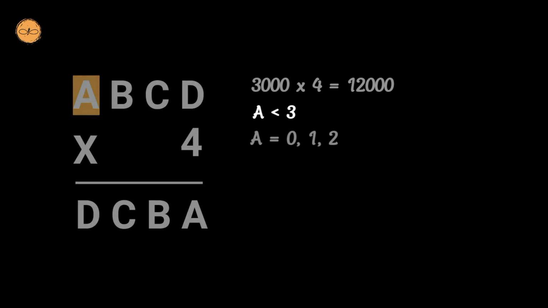So where do we begin? Let's start out by solving for the letter A. Notice that 3000 times 4 is equal to 12,000, which is a 5-digit number, but we need the result to be a 4-digit number, so it's not possible for A to be a value that's 3 or larger. The result would be too big, so we need A to be less than 3, which means A is equal to 0, 1 or 2.